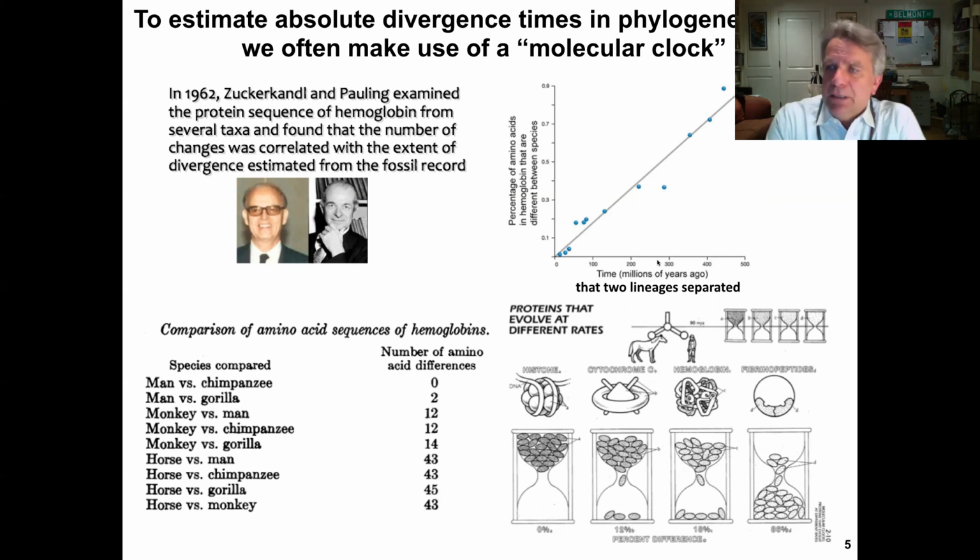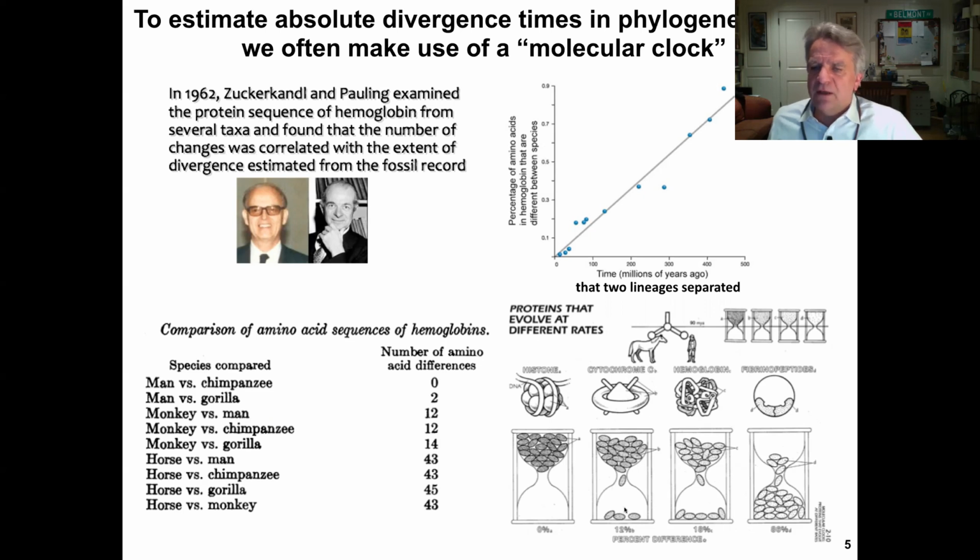Now, another insight that came early in terms of the history of the molecular clock is that different proteins, different genes, evolve at different rates. And this is shown here with these different proteins, and shown here representing in an hourglass where the fibrinopeptides have a very fast rate of evolution.